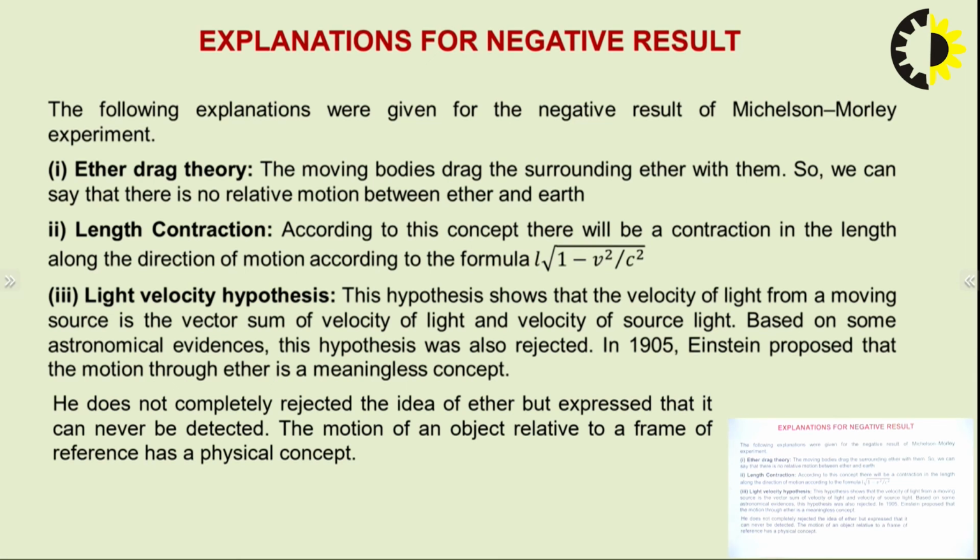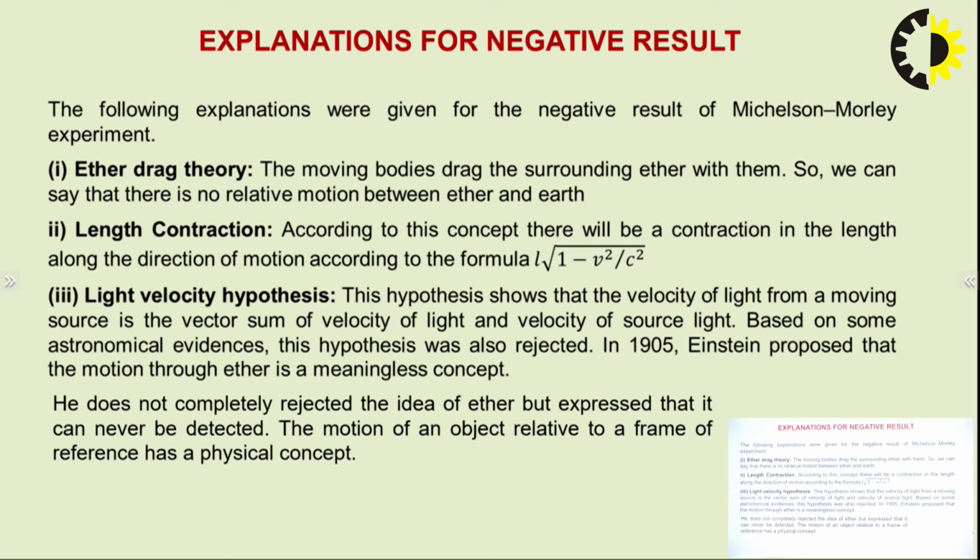Then what will happen? If any body is going to drag ether with it, then the relative velocity of that body with respect to the rest frame ether will become 0. And in that case, there will be no time difference for the mirrors M1 and M2. When there is no time difference, there will be no path difference and no fringe shift observed. So this was one idea which was given in favor of the ether hypothesis.